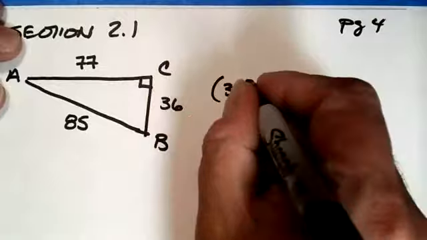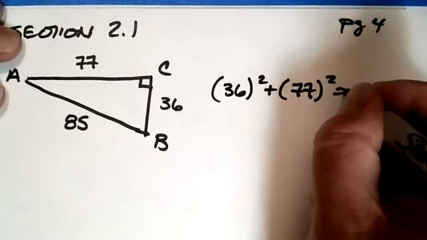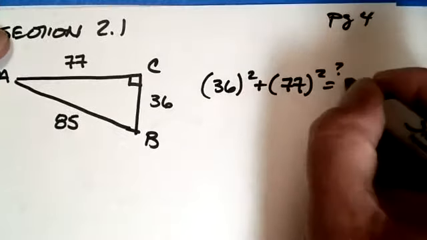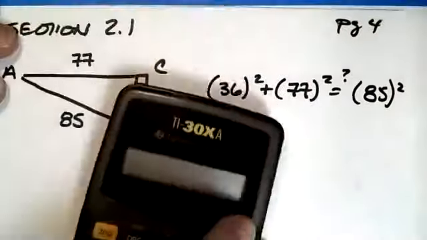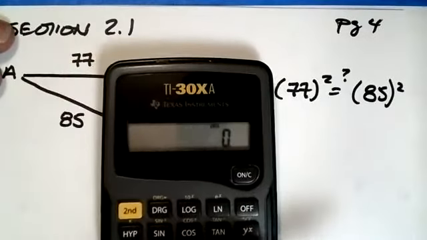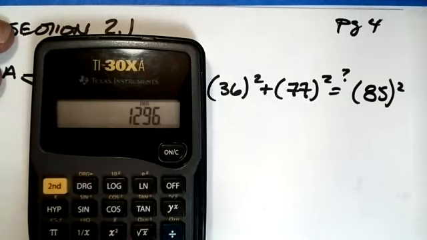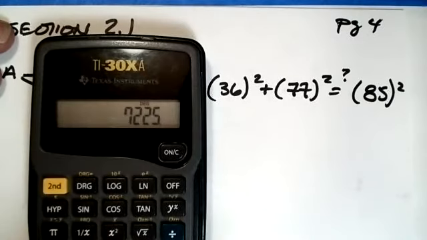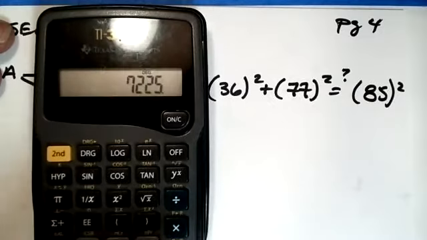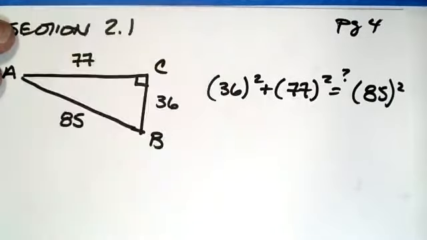So to test it, 36 squared plus 77 squared, does this in fact equal the square of 85? I'm just going to pull out my calculator here. It's a little hard to see sometimes because of the lighting and everything else, but I'll just verify. So 36 squared plus 77 squared is equal to 7225. And then I'm going to go ahead and take the square root of that, and notice that it's actually equal to 85. So from this, we know in fact that this is a right triangle.